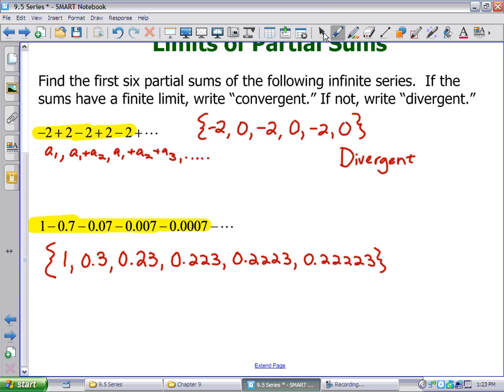And in this one, if you notice from left to right, I'm getting closer and closer. So the further in terms I go, the closer I get to a sub n, I'm getting closer and closer to 0.22 repeating. So this one is going to a limit, so this one is going to be convergent. So you've seen an example of divergent and an example of convergent. And this includes our infinite series and our limits of partial sums.